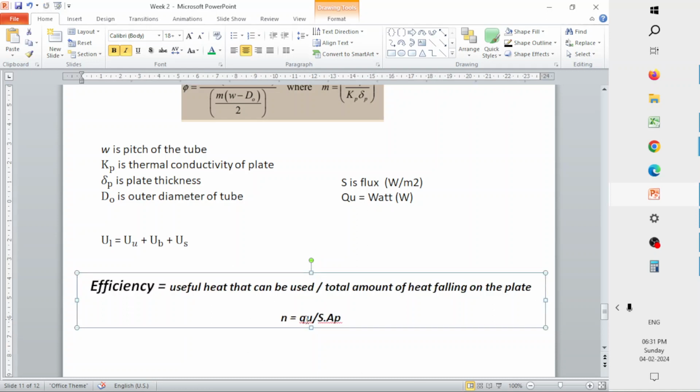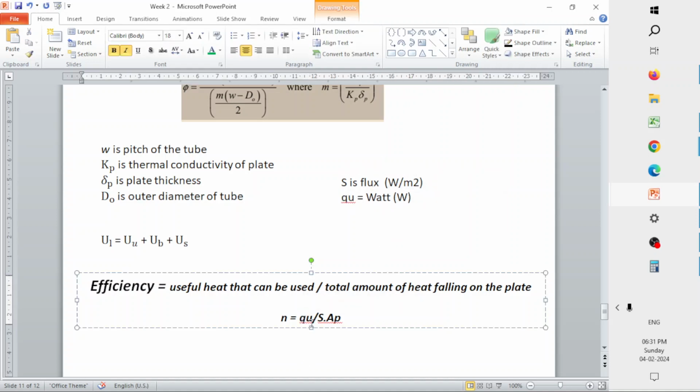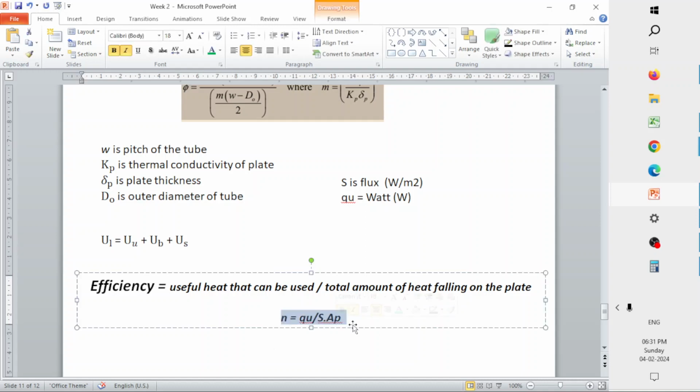So this is the efficiency of the system. Don't give capital Q, it should be small q, because it should be the heat transfer rate. Okay. So this is the efficiency equation. Eta is equal to, or efficiency is equal to QU, that is the amount of useful heat that you can gain for varieties of storage application, divided by the S, that is the solar flux that is falling on the surface. AP is the area of your plate.